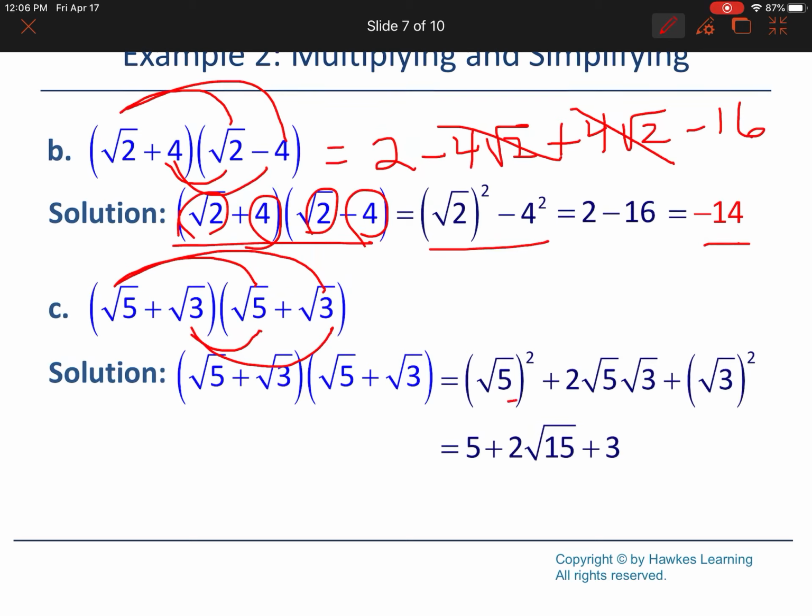Okay, so this was our 5, this was our 3, and when we have two numbers together with radicals, we can combine them, so that becomes 2 times square root of 15. Okay, now I can add the like terms and get 8 plus 2 square root of 15. And remember, this 2 is stuck to this 15. You cannot combine it with the 8.